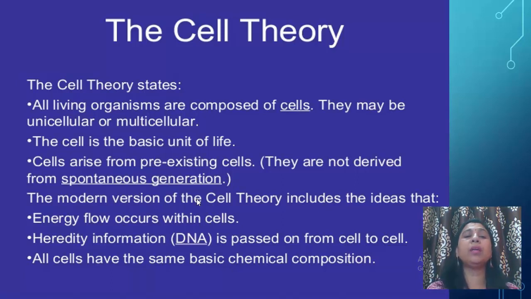Cells arise from pre-existing cells. That is, they are not derived from spontaneous generation. Only the division occurs in the pre-existing cells and the new cells are formed. The modern version of the cell theory includes the ideas that energy flow occurs within the cells. Hereditary information is passed on from cell to cell, and all cells have the same basic chemical composition. This modern version of the cell theory you will study in the higher classes.